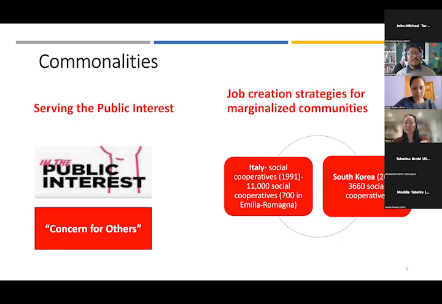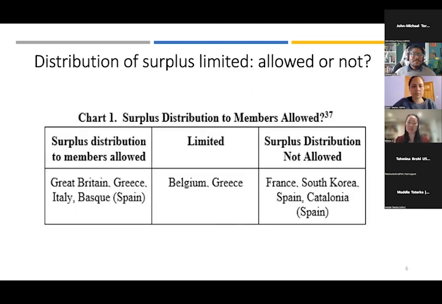So with that job creation and serving the public interest, social cooperatives are everywhere. In Italy, there are about 11,000 social cooperatives, and 11,700 are in Emilia-Romagna, which is very well known for social economic sectors. South Korea passed a new law in 2012 to support job creation for marginalized communities. As a result, they have about 3,600 social cooperatives as well. It's not just Italy and South Korea, it's Quebec, and there are many different countries, as you can see.